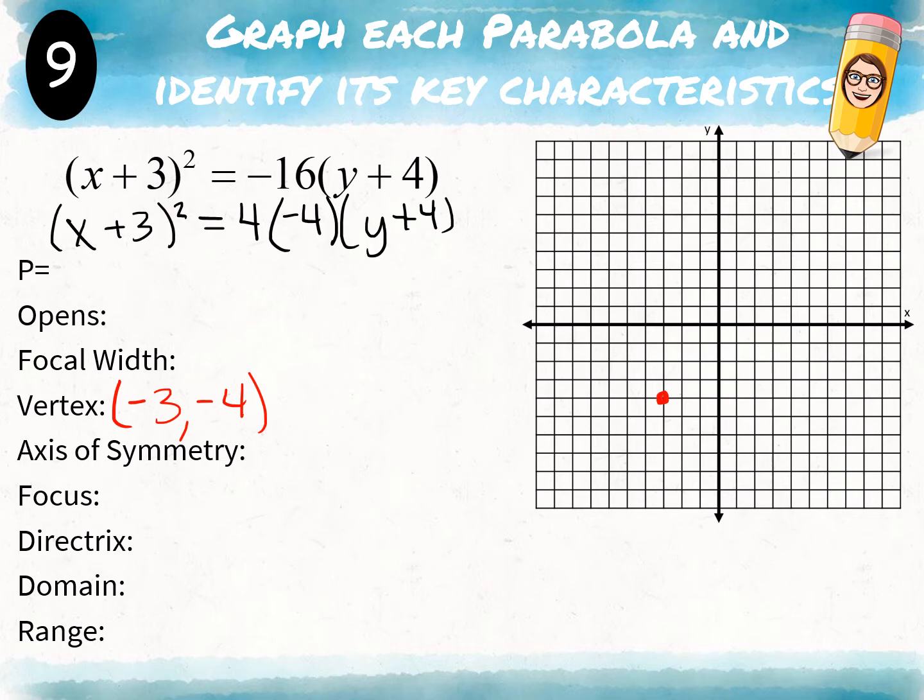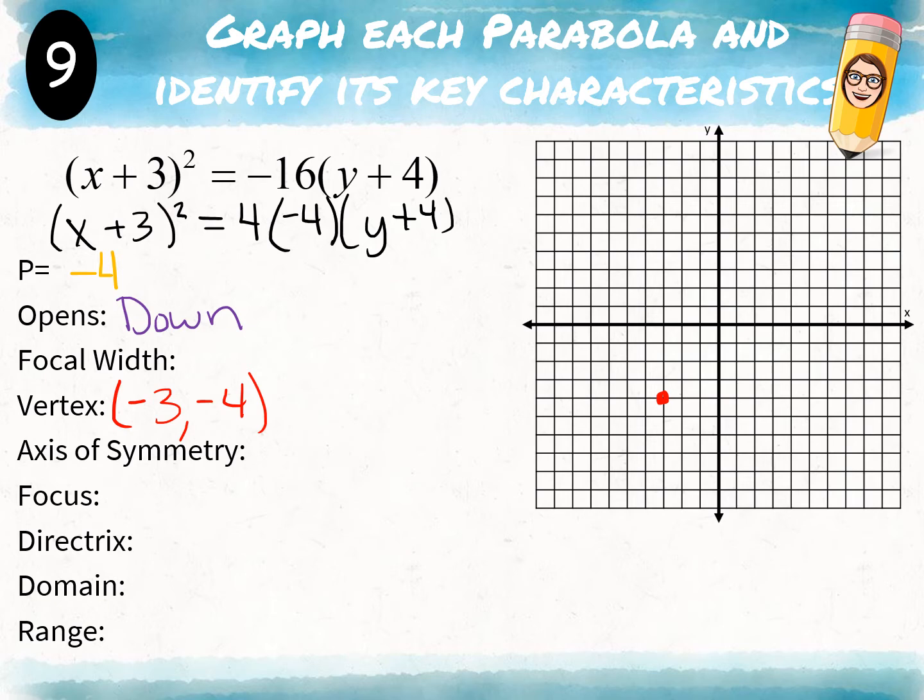Opens, I'm going to look at opens next. The x is squared, which means it's up or it's down. The p-value is negative. Let me identify that. Sorry, the p-value is -4. So if it's up or down and it's negative, then it opens down. So again, I'm looking at something going down through that vertex, right?